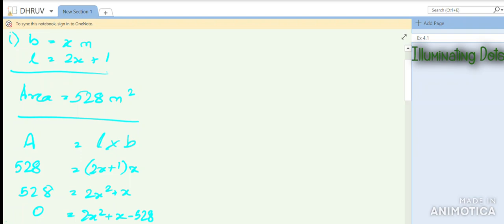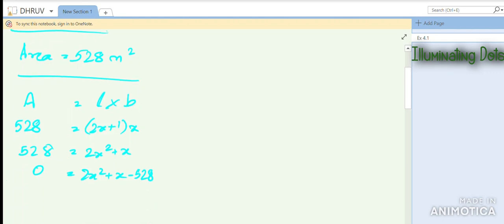Now why are we stopping here? We just have to represent the following situations in the form of quadratic equations and not solve them.